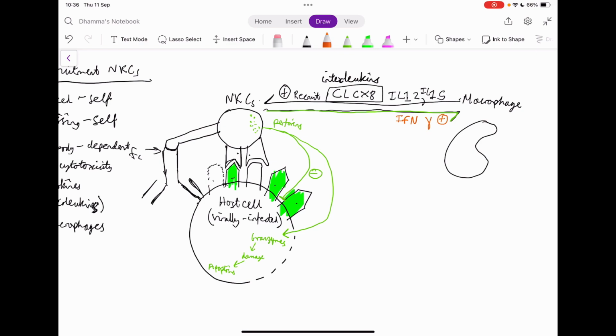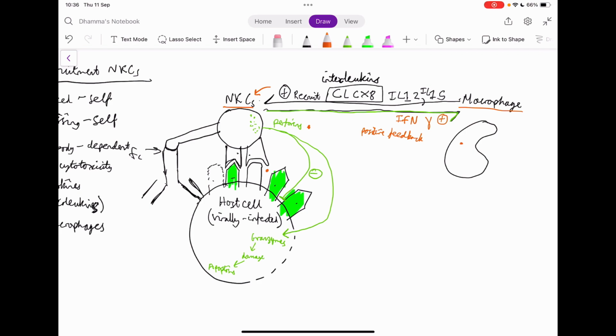So this means that there's a bit of positive feedback. The more NKCs are recruited, activated, and have their effect, the more the macrophages are triggered, and obviously that means they can both carry out their roles in the immune response, but then this cycle can repeat as well.